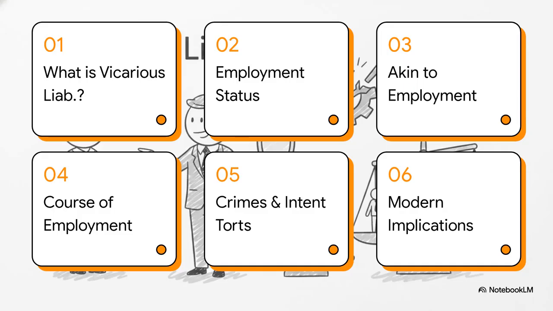We've got a lot of ground to cover today. Here is our agenda. We'll start with what vicarious liability actually is, move through the two-part legal test of employment status and course of employment, look at crimes and intentional torts, and wrap up with modern gig economy implications.